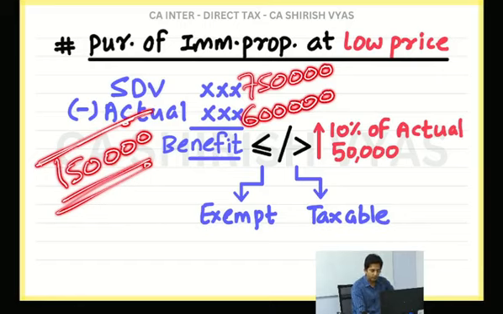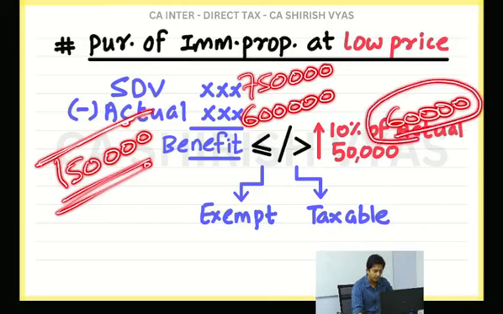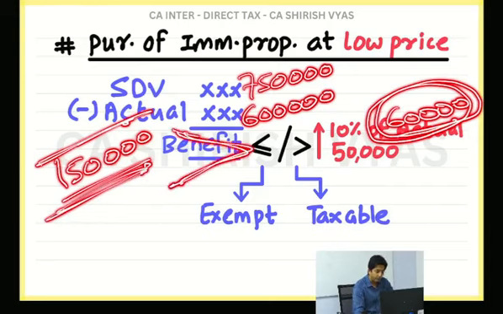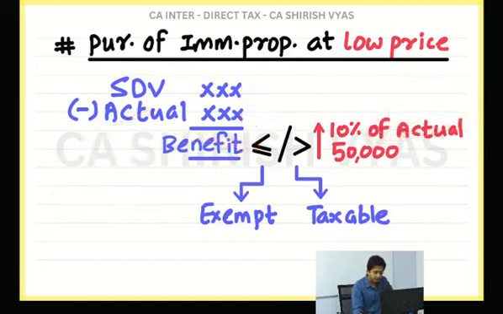Calculate 10% of actual, which comes to 60,000. Compare with 50,000. Whichever is higher. What is higher? 60,000. Now compare 60,000 with the benefit. So our benefit is small or big? Big benefit taxable. Small benefit let go, exempt. But here the benefit is 1,50,000, which is greater than 60,000. So the benefit is big. In my theory, greater than sign means it will be taxable. So what will be taxable? That benefit.